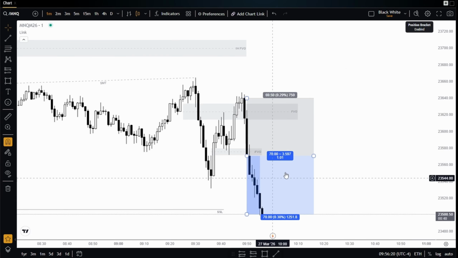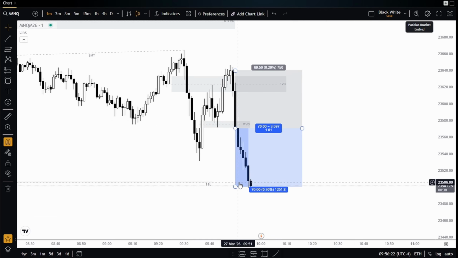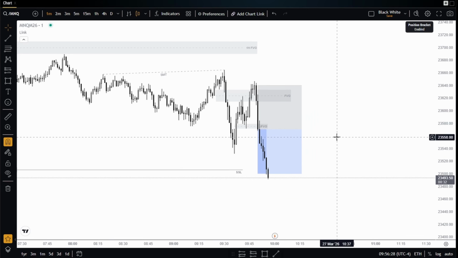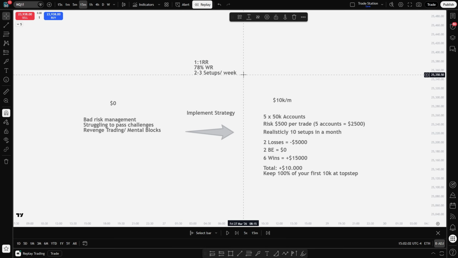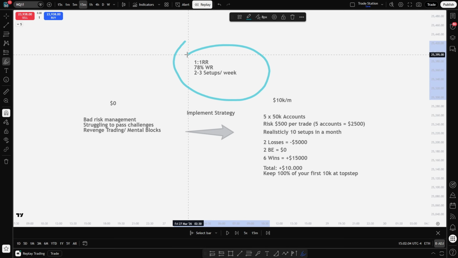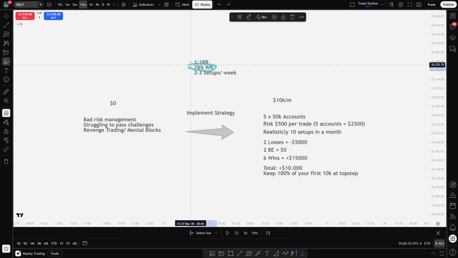We basically got straight into profit and went to the sell side. 70 points caught and TP. So the average RR of the setup that I take every single day is around a 1-to-1. Sometimes a 1-to-1.2, 1-to-1.5, but on average it is around 1-to-1 RR. Win rate is about 78%, and you get around 2 to 3 setups per week on average. Could be 5 in a week and then 1 the next week, but on average 2 to 3 setups in a week.